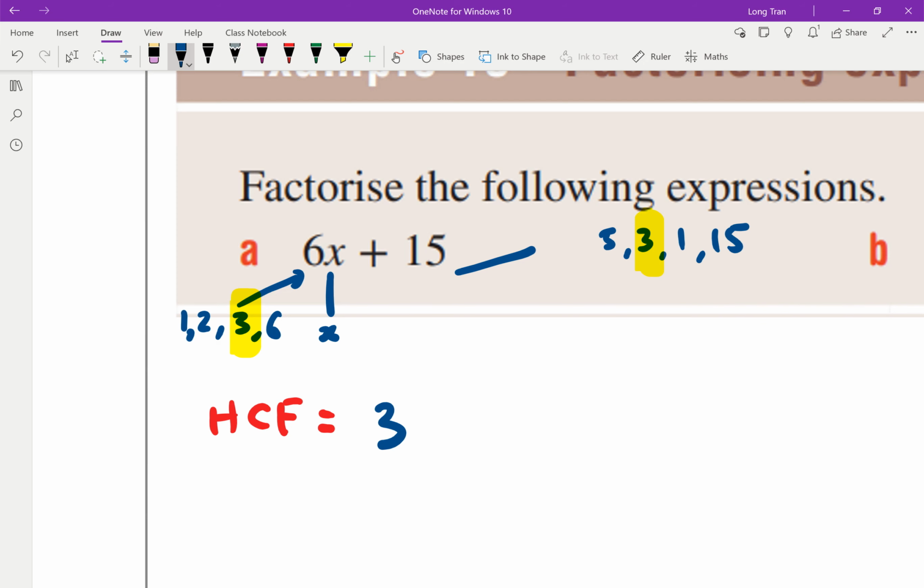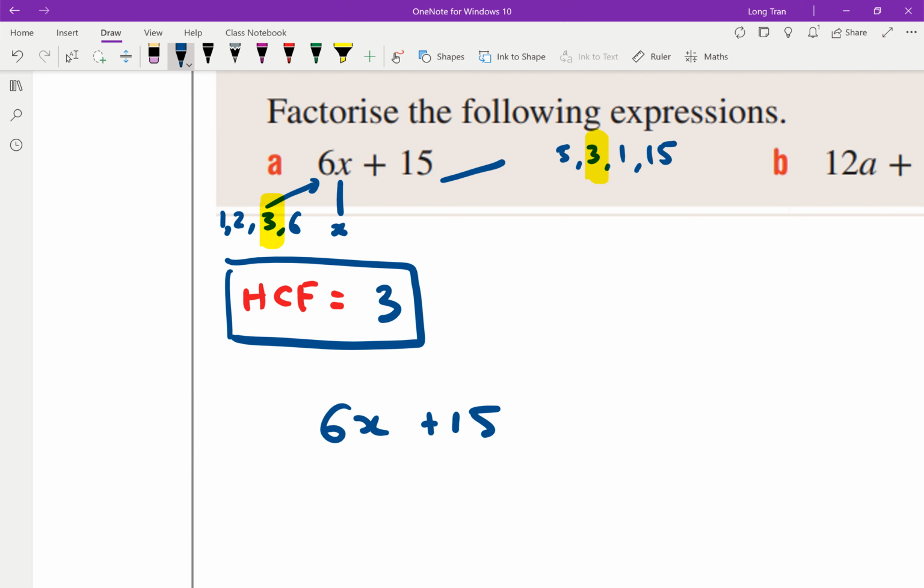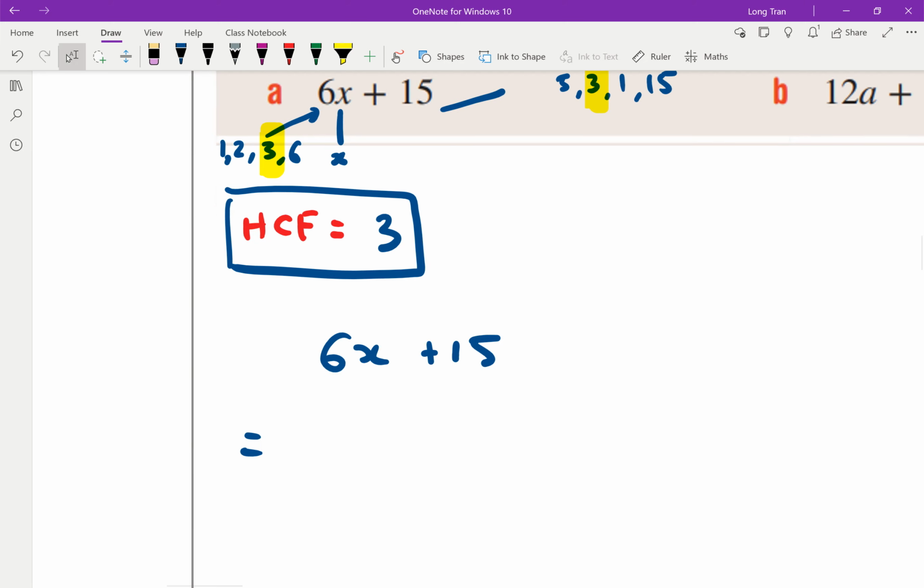So now, how do you write your answer? So this is where I want you to pay attention. So eyes and ears towards the board. Once you know what the highest common factor is, that's phase 1. Phase number 2. When you write your answer, so 6x plus 15, I want you to write the equal signs. And here, this is where you write the number 3, and I want you to put it in brackets. Okay, so this is what you're doing. You are writing 3 as your highest common factor, writing in brackets.